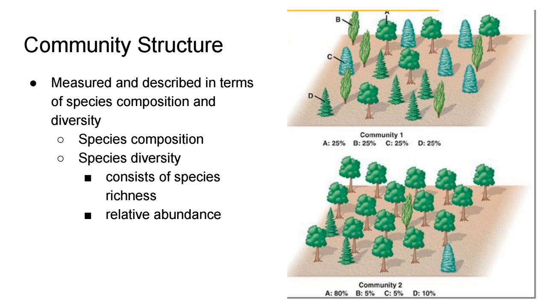So by species composition, we're literally talking about the species that make up that particular community. For instance, if you look at this first picture with community 1, we can see that we've got 4 different species of trees, and in community 2, we have those same 4 different species of trees. So that would be our species composition, these species A, B, C, and D of these trees.